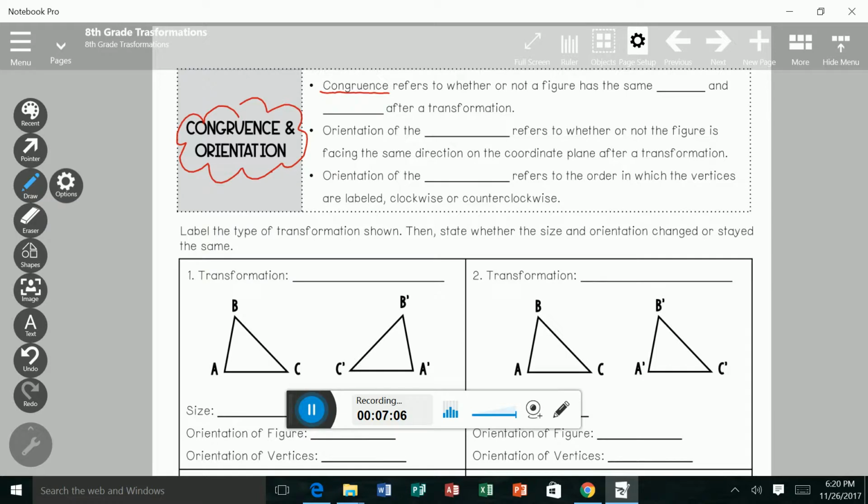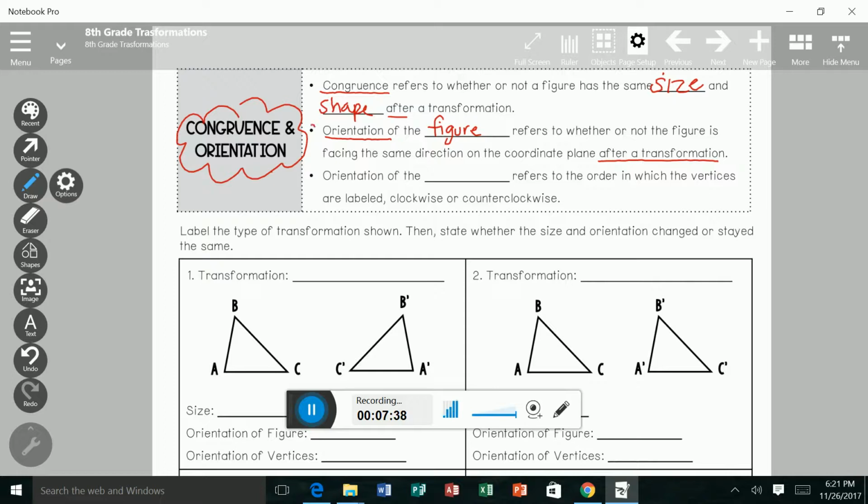Congruence refers to whether or not a figure has the same size and shape after a transformation. Orientation of the figure refers to whether or not the figure is facing the same direction on the coordinate plane after the transformation.